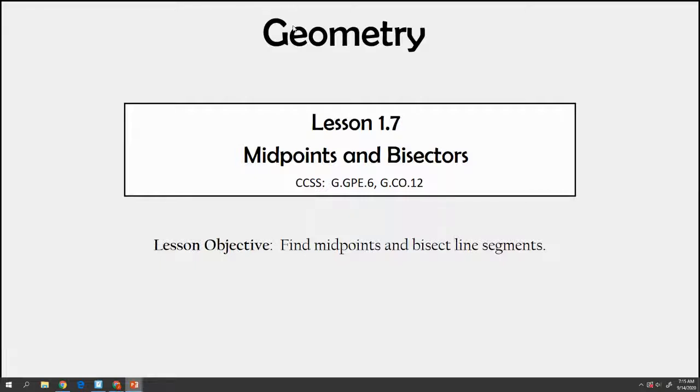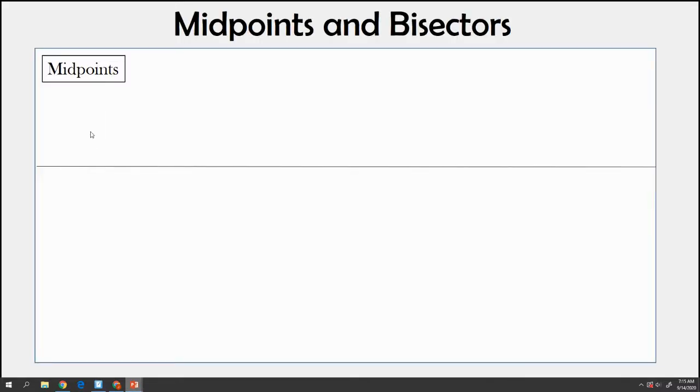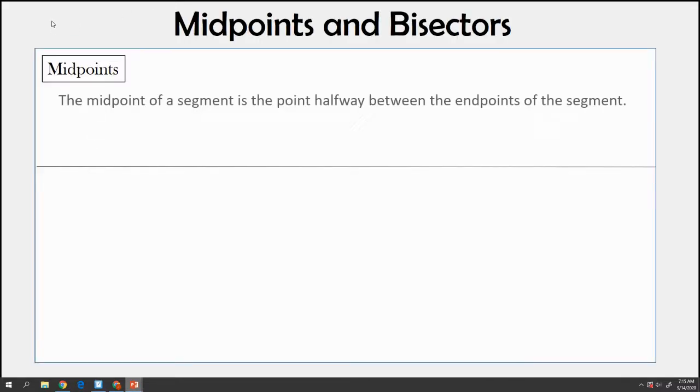All right, today we're going to move into lesson 1.7, which is on midpoints and bisectors. The objective today is just to understand the definitions of both midpoints and bisectors, how they relate to one another, and then some applications of finding midpoints on both a number line and in the coordinate plane. All right, start out with the definition of midpoints here.